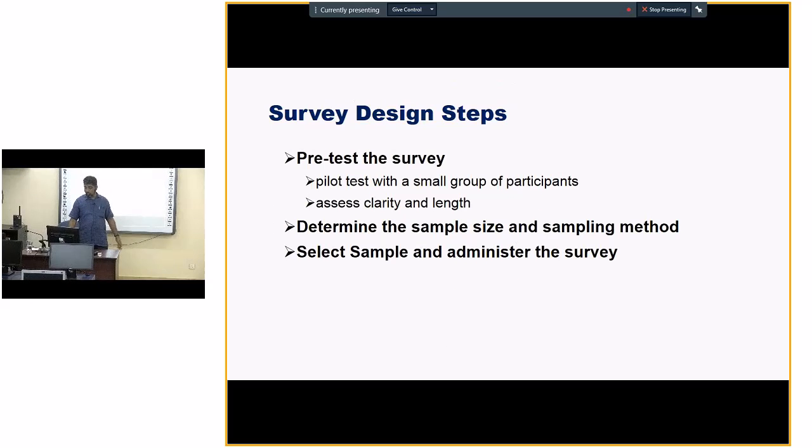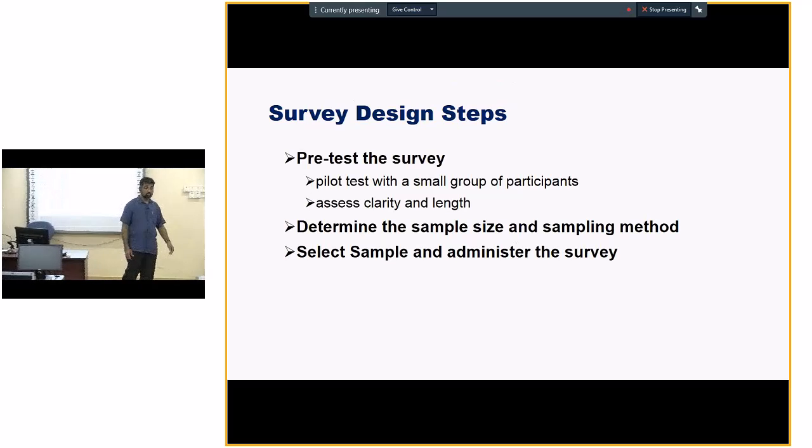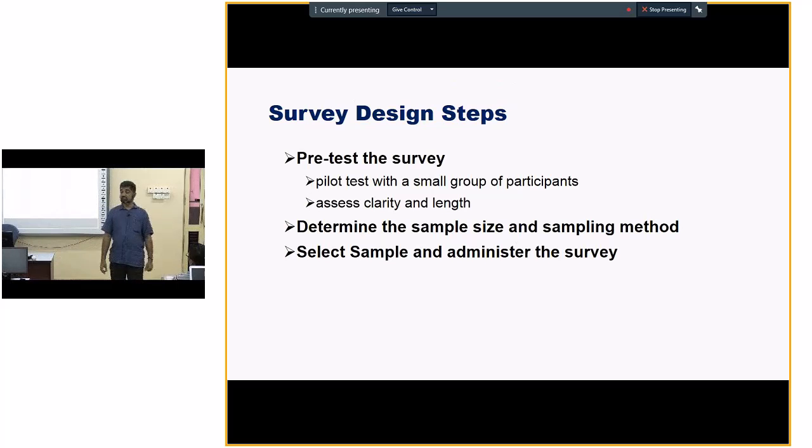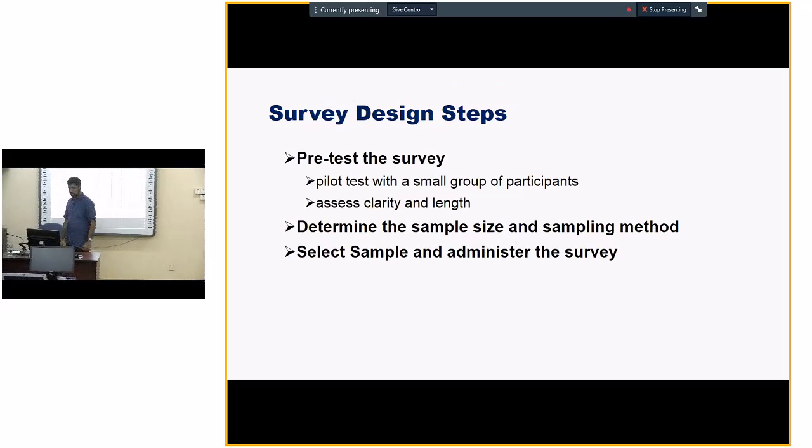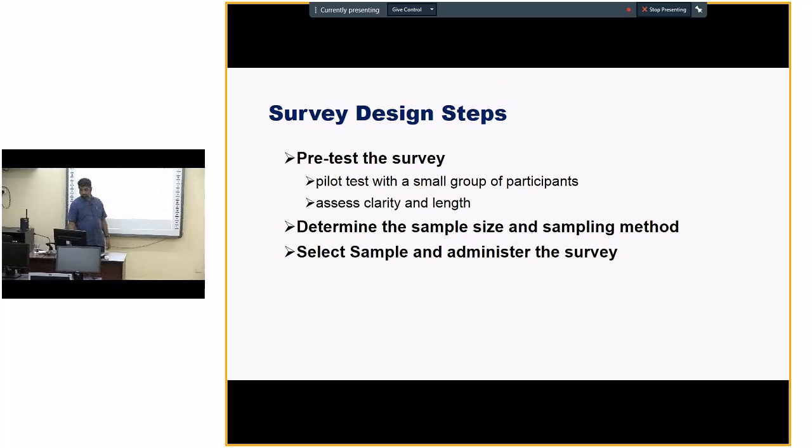And also we have to limit the number of questions, right? Then pre-test the survey. Pre-test the survey means a pilot survey. We can conduct a pilot survey, then we can revise our questionnaire. I think I already discussed this. Then define the sample size and the sampling method, right? Select the sample and administer the survey.